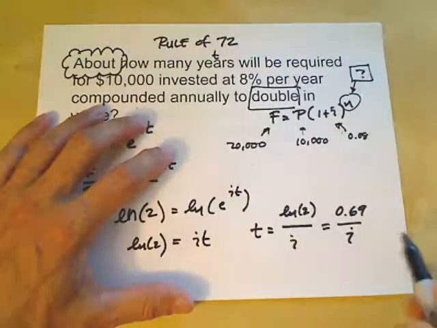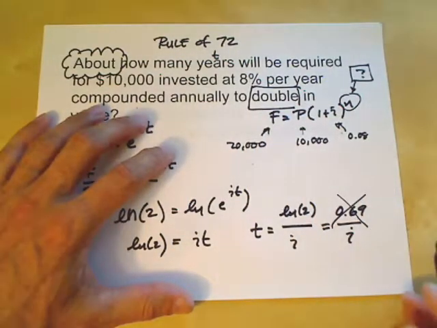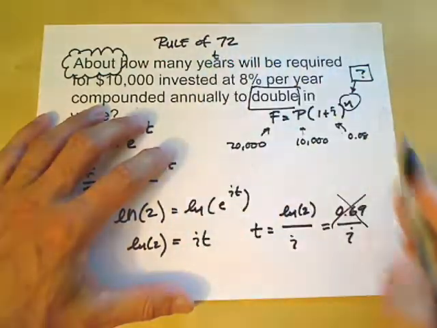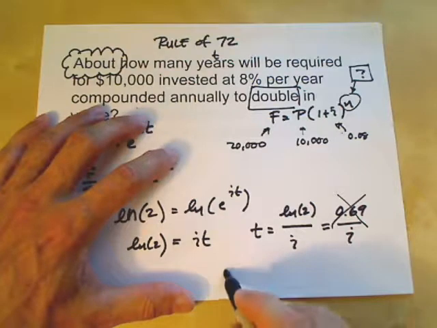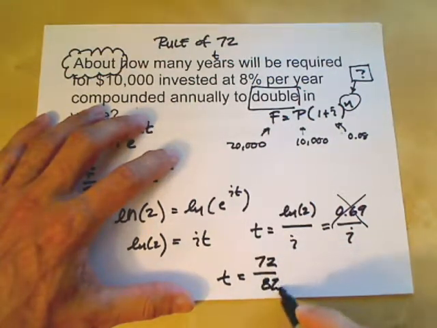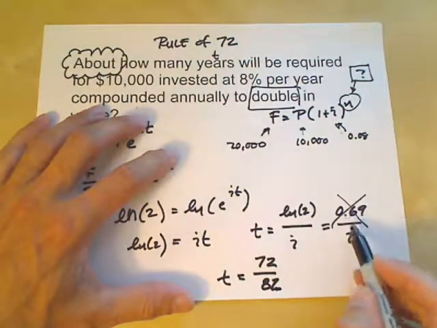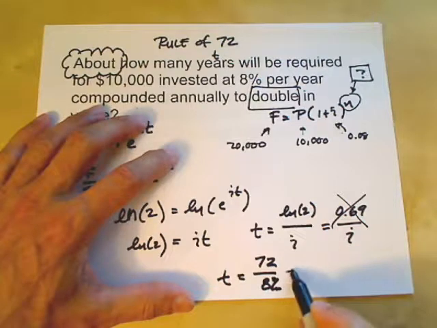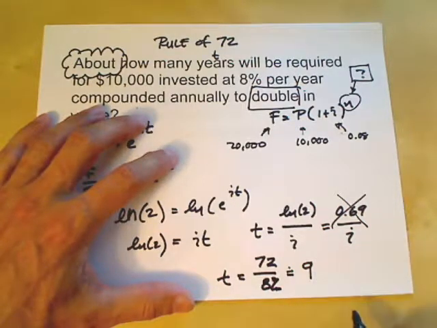So why is it called the rule of 72? Because people can't do math in their head with 69. 72 has a lot more factors than 69 does. So we say T equals 72 over 8%. I've moved the decimal place 2 places. Interest rate is expressed not in terms of a decimal, but in terms of percent. And the answer is 9.